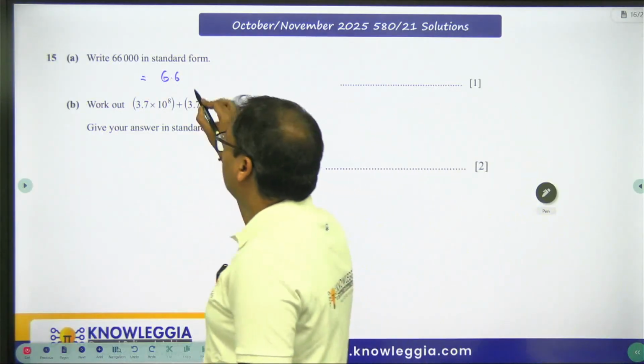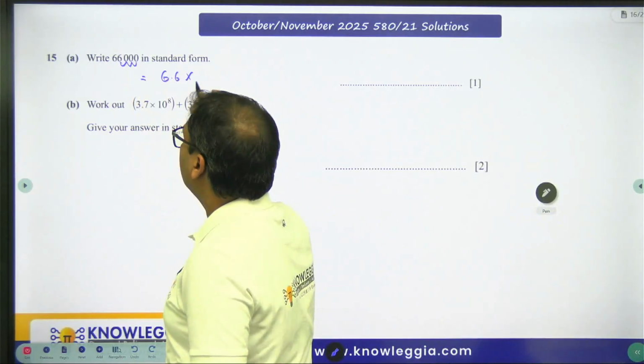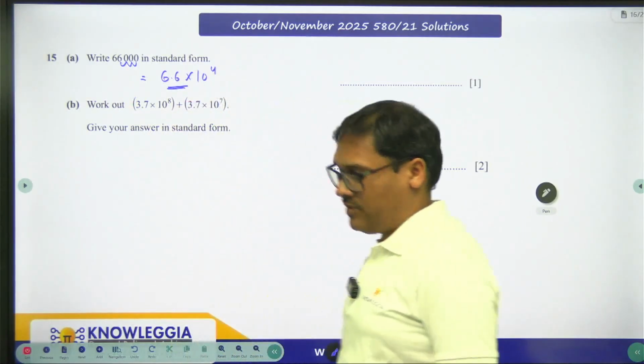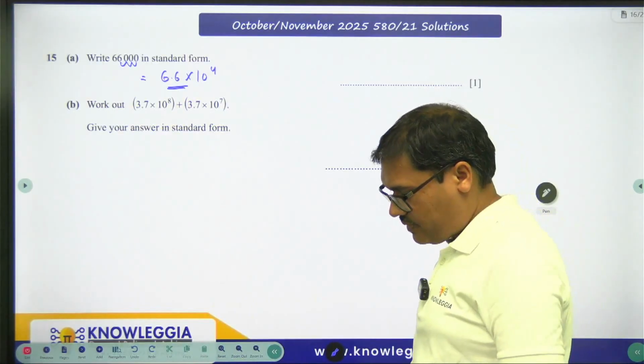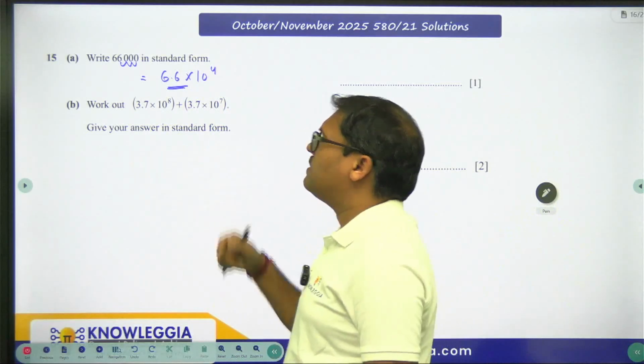Okay. This is 6.6 into 1, 2, 3, 4. So this is 10 to the power 4. Right. So that is the answer, 6.6 into 10 to the power 4. Let's verify. Work out this and write the answer in the standard form.